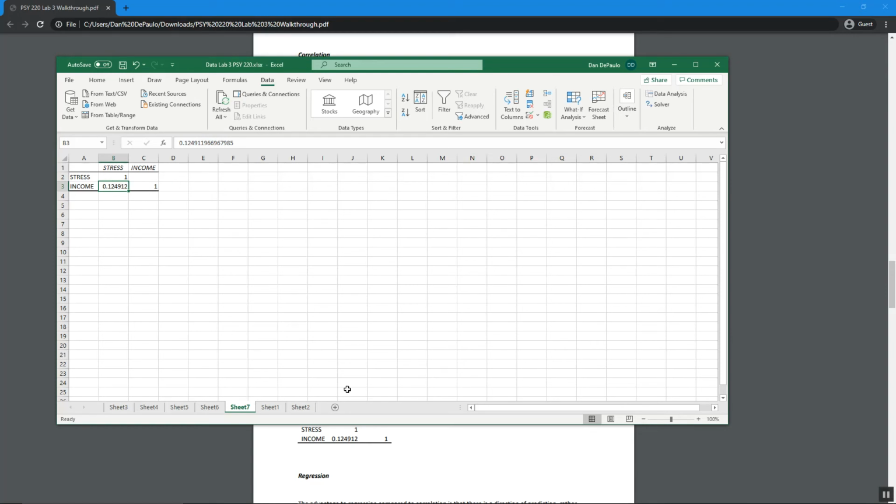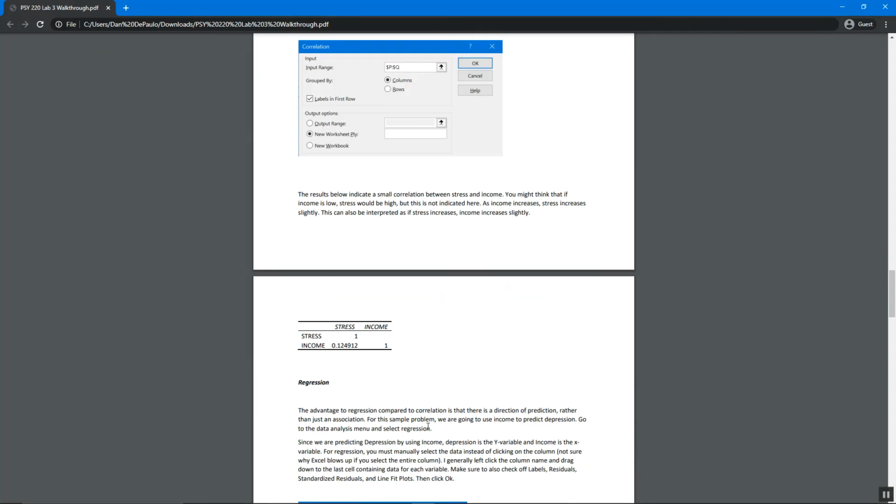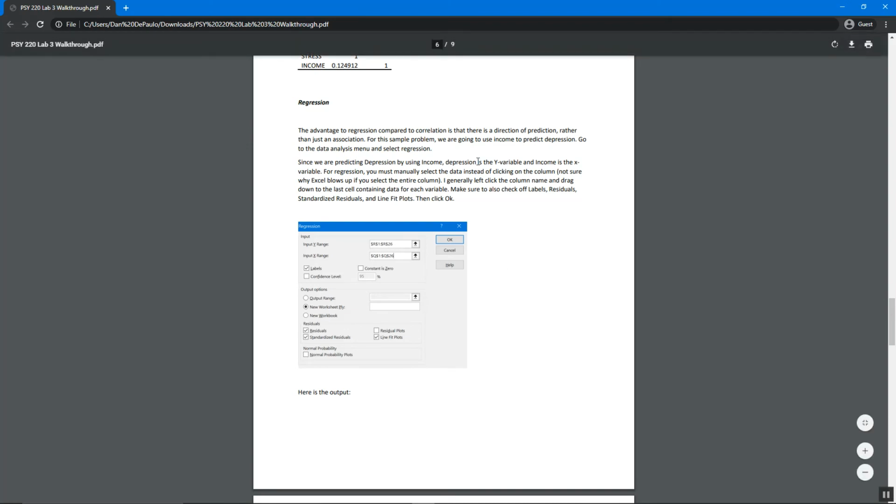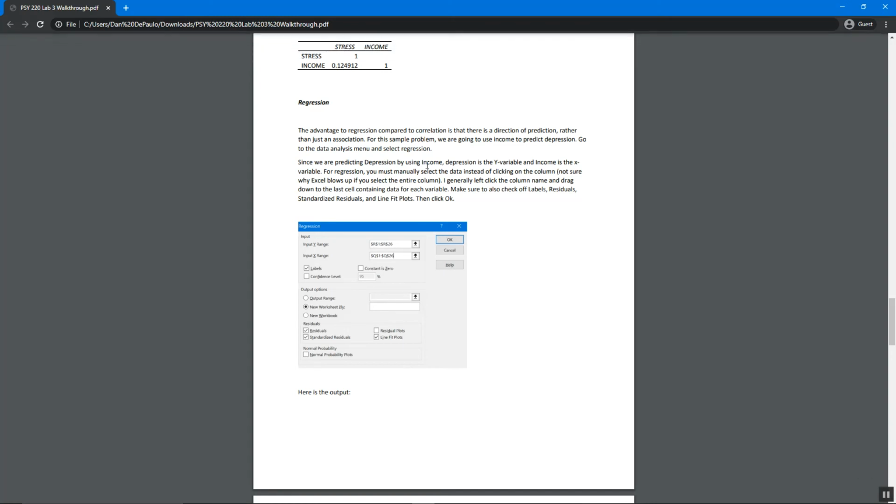Now, if I'm doing a regression, it's a little bit different. I'm going to predict depression by using income. So depression is my Y, income is my X. The difference between correlation and regression is that correlation just looks to see if the variables go together. Do they vary together? Are they associated? Whereas regression gives you a prediction. So it tells you which direction to look in. So X is always predicting Y.